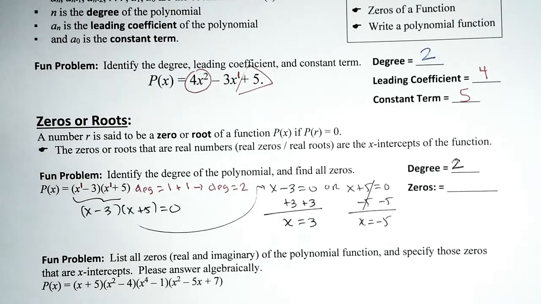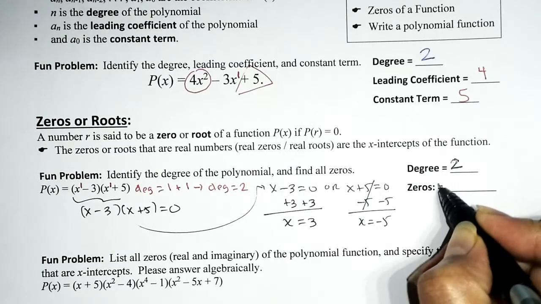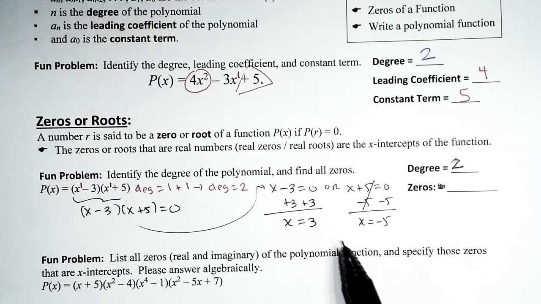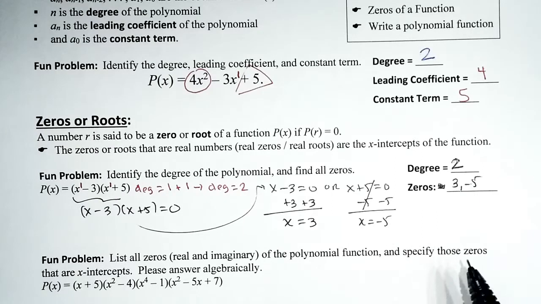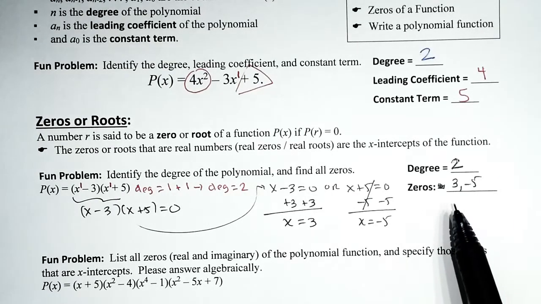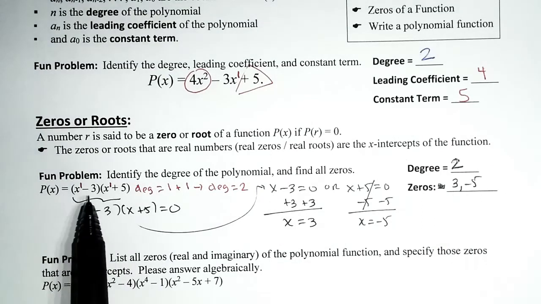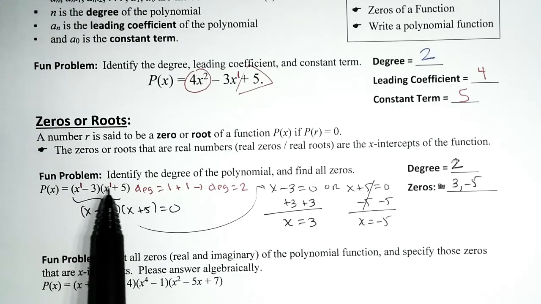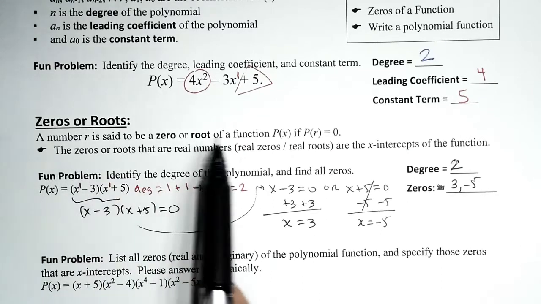So the moral of this story is that the zeros are 3 and negative 5. The question is, why do we call them zeros? We call them zeros because these are the values that will make the polynomial a 0. Okay, so when x equals 3, we have 3 minus 3 is 0. 0 times something is 0. So the value of the function at 3 is 0. So this is what the statement above says before.